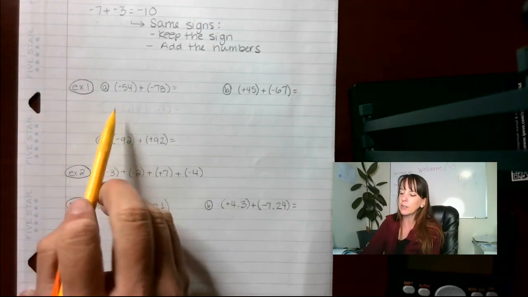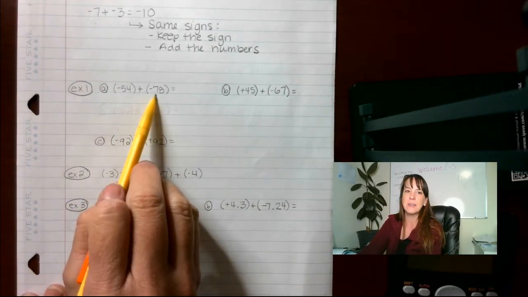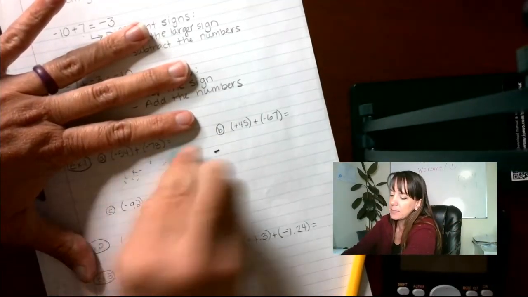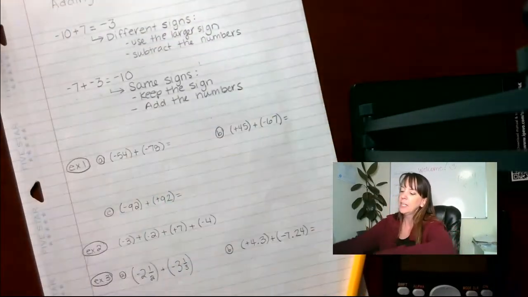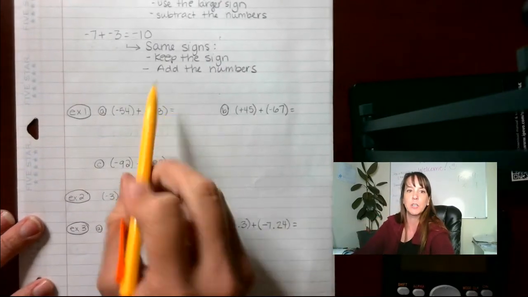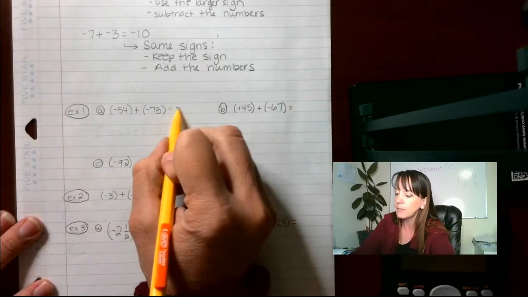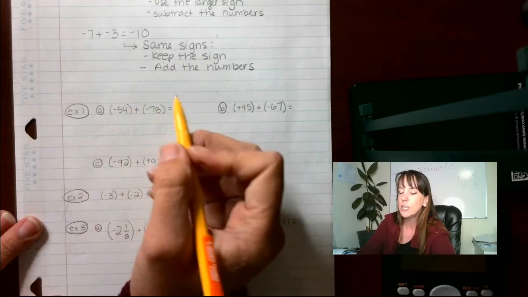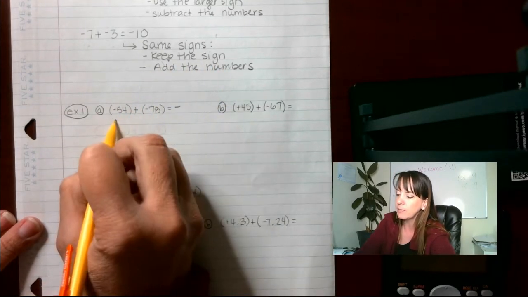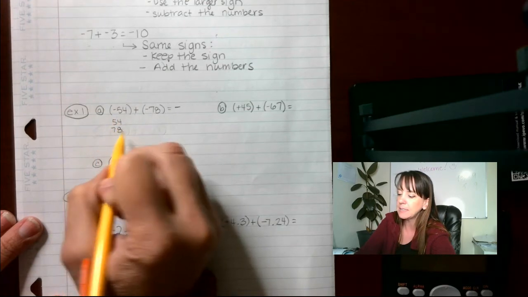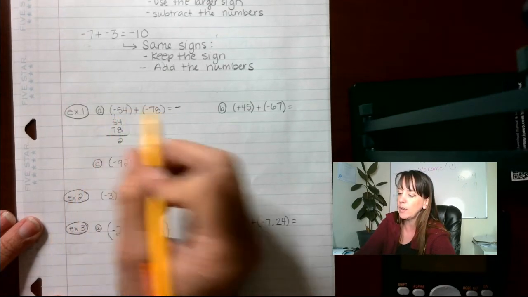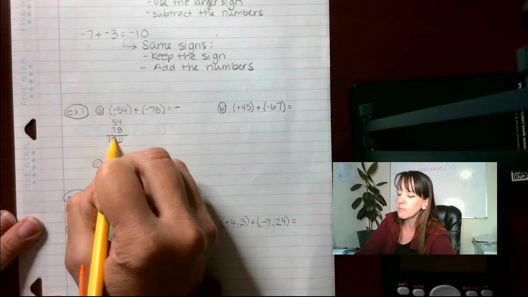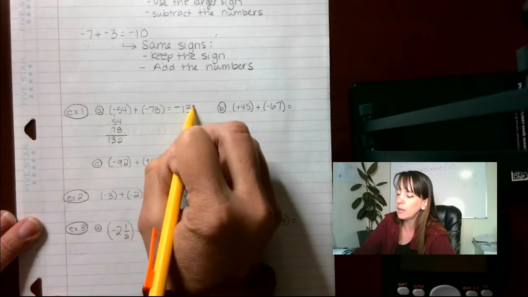So this first one here is negative 54 plus negative 78. In that case, we have the same sign, right? Negative and a negative. So we are going to keep the sign, so it's going to be a negative. And then we're going to add the numbers. If we do that, we get 54 and 78. Give me 2, carry the 1, 6, 12, 13. So negative 132.